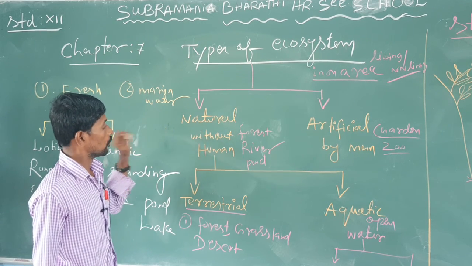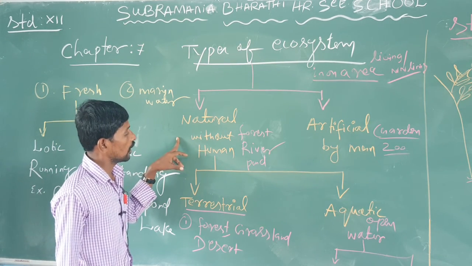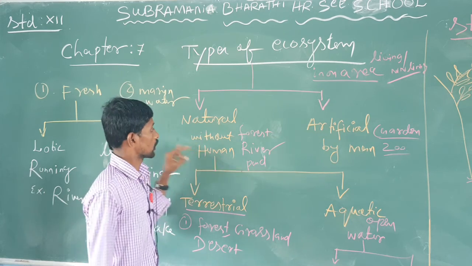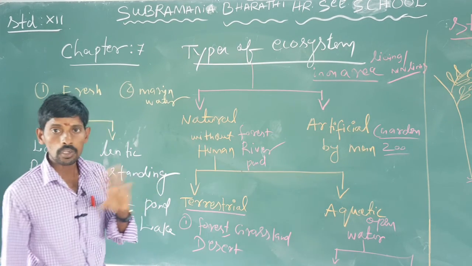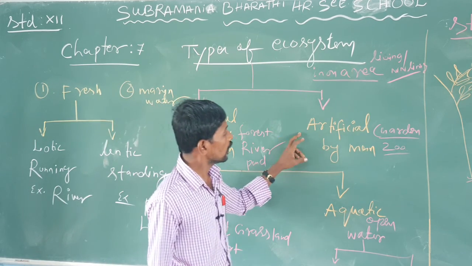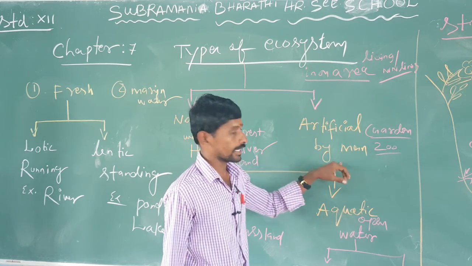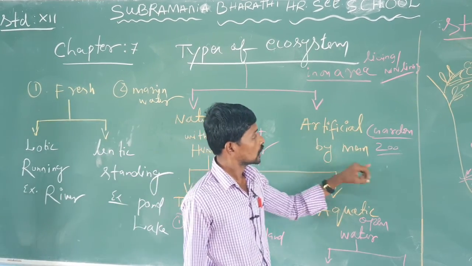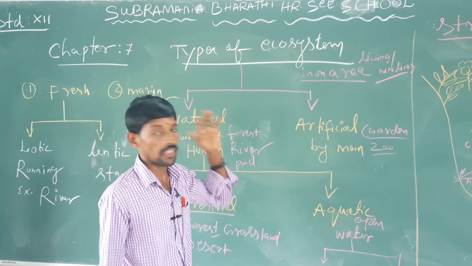Natural ecosystem is without human activity. For example, forest, river and pond ecosystem. Otherwise called a natural ecosystem, or without human activities. Then the second one, artificial ecosystem, made by man only, so human activity. For example, gardens and zoological parks are artificial ecosystems, only human activity.